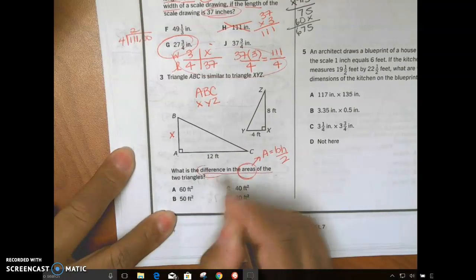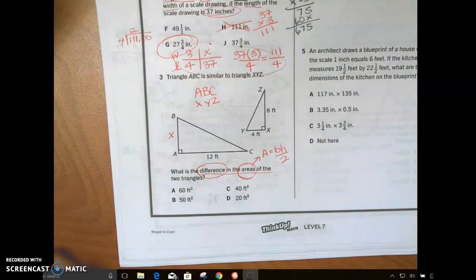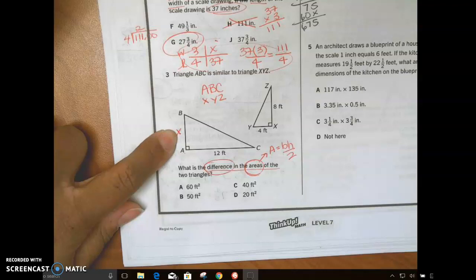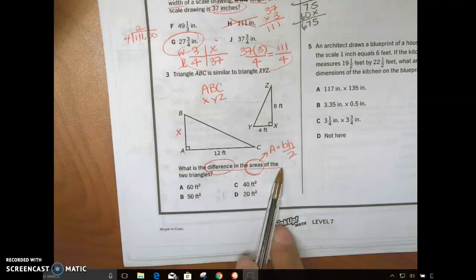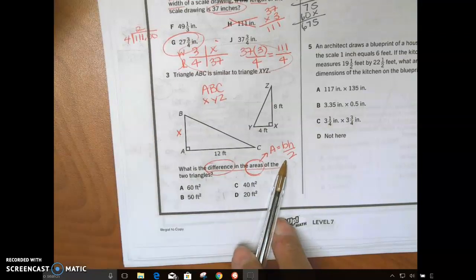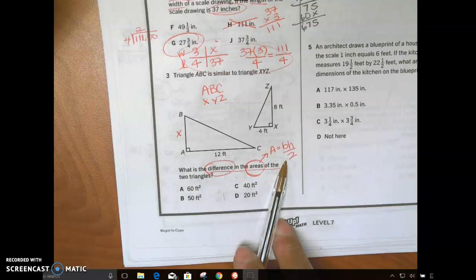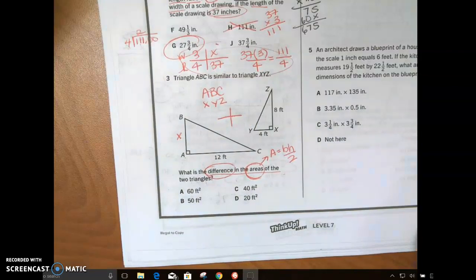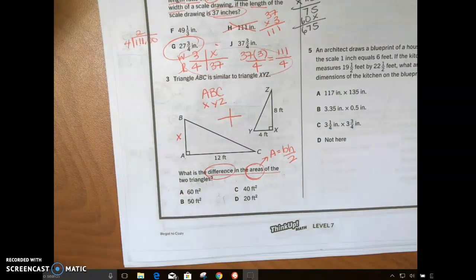A triangle. The difference of what? Area. Okay, once I find this, is this going to be my area? How do I find my area? Multiply them. Then divide by 2. Then what? Subtract. Proportion. Area. Subtract. Okay, who goes in my proportion?